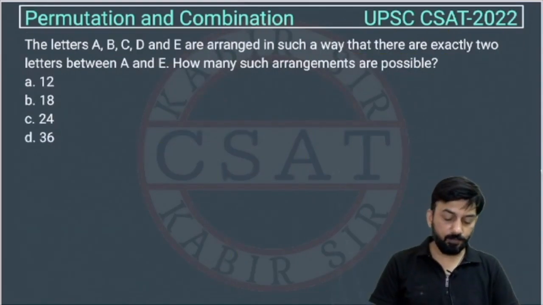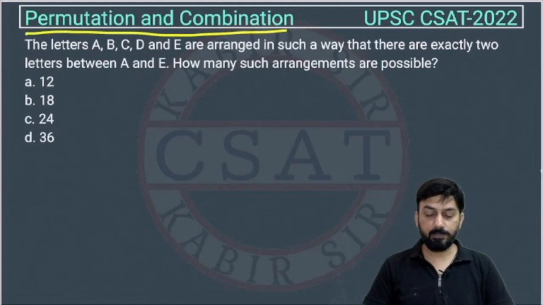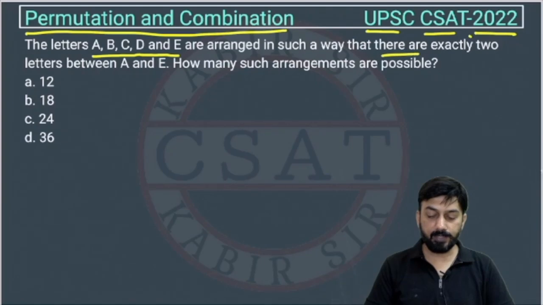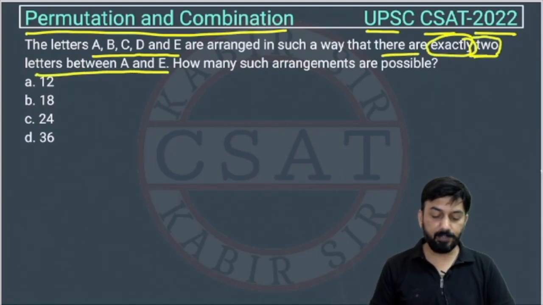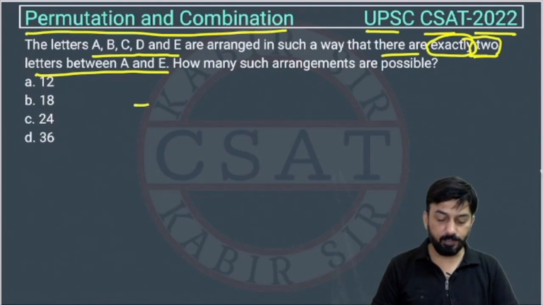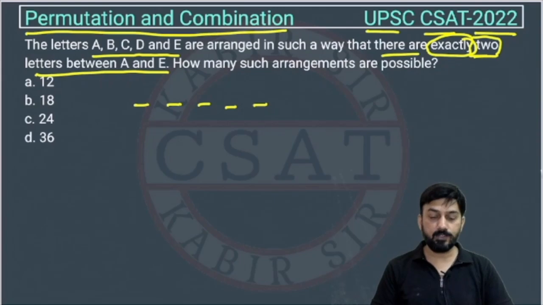This is a question from the Permutation and Combination chapter, asked by UPSC in the CSAT paper of 2022. The letters A, B, C, D and E are arranged in such a way that there are exactly 2 letters between A and E. How many letters are we having? First, second, third, fourth, 5. So we are having 5 letters. So there are 5 places, and we have to arrange.